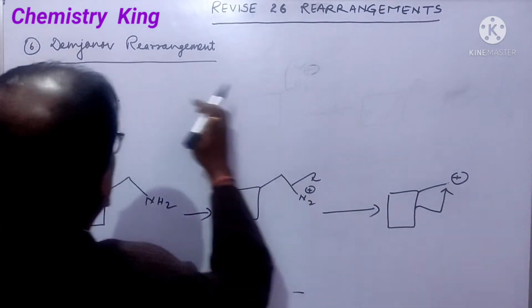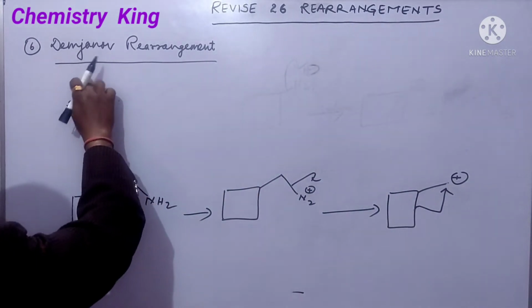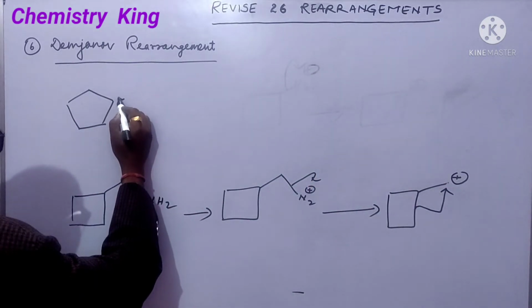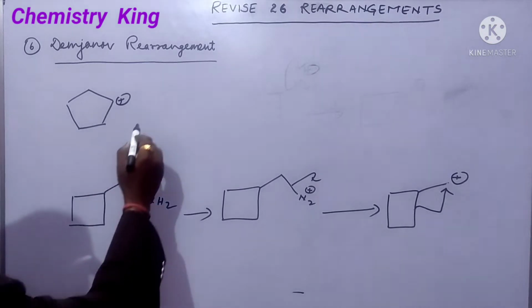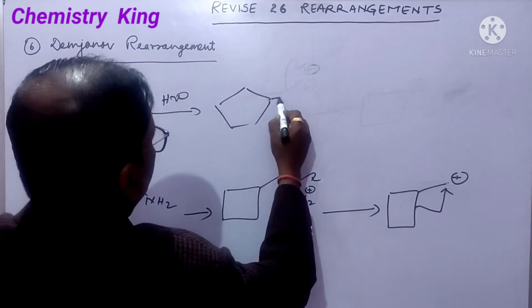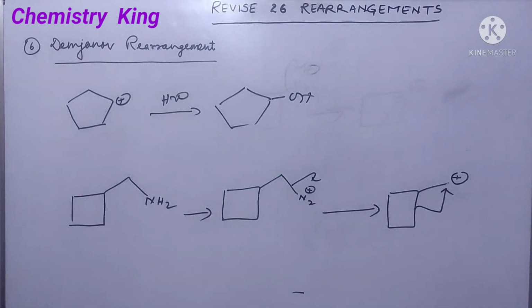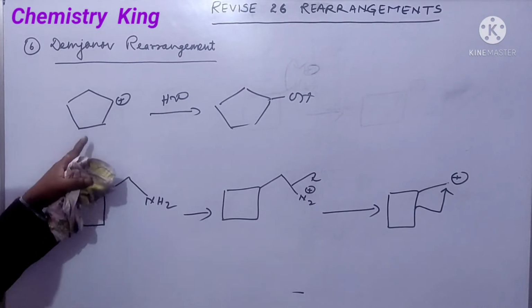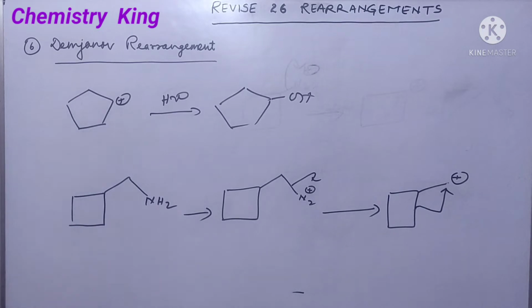And this carbon is this. Now positive charge is no longer here. This carbon is this. Rather positive charge will be here. In presence of water, you will get this. It is ring expansion. Overall, you have seen that four-membered ring has changed into five-membered ring. Thus, by Demjanov rearrangement, you can carry out ring expansion or ring contraction.